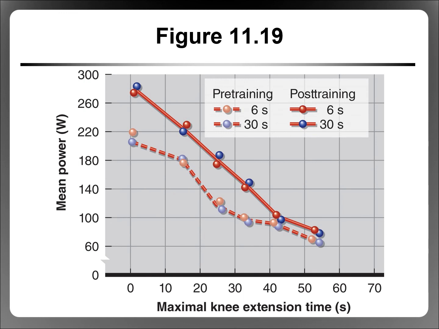All right, here we also have mean power output and maximal knee extension time. So we can see with training, this individual can produce more power for the same period of time as opposed to this individual, who was producing less power over the same period of time.